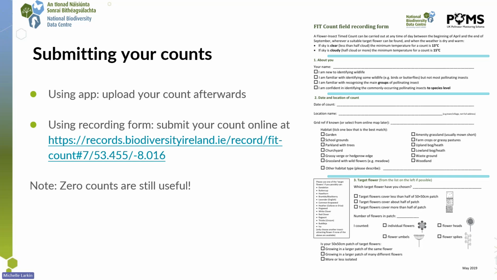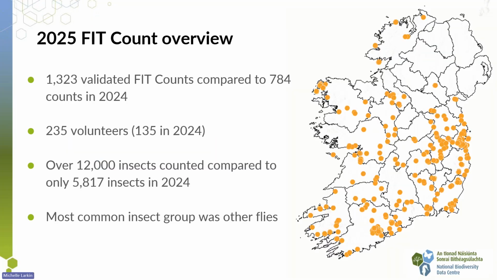And just to make a note, zero counts are still useful. If you do FIT counts and there's absolutely no insects visiting, that's still really important information to have. So don't be disheartened if there's a couple of FIT counts where you're just not seeing anything at all. It can be very common even during April, but don't worry if you don't get a lot of insects or no insects at all. We can still use that data. So that's the FIT count overview.